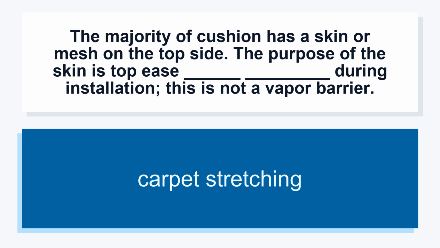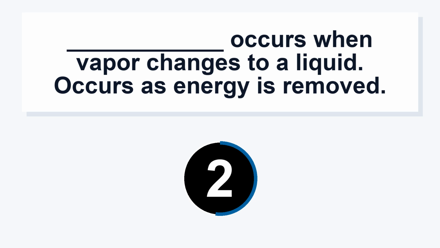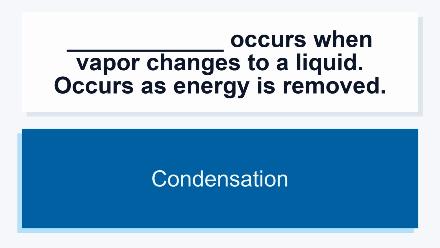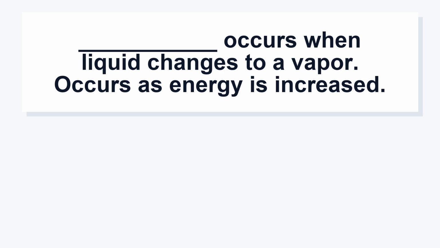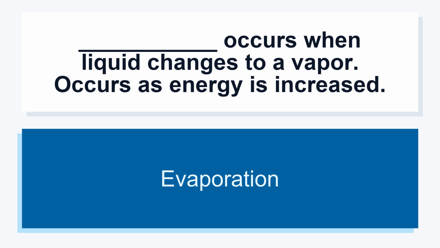Carpet stretching. Condensation occurs when vapor changes to a liquid. It occurs as energy is removed. Condensation. Evaporation occurs when liquid changes to a vapor. It occurs as energy is increased. Evaporation.